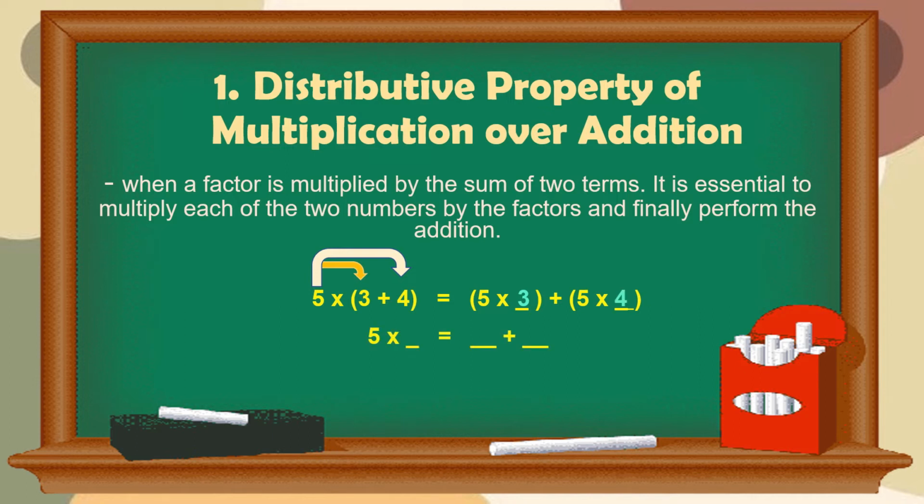Now, we will multiply 5 to the sum of 3 and 4, which is 7. On the other side, 5 times 3 is equals to 15 plus 5 times 4 is equals to 20. 5 times 7 is equals to 35. 15 plus 20 is equals to 35. As we can see, the answers of the factor times the sum and the distributive property are the same.